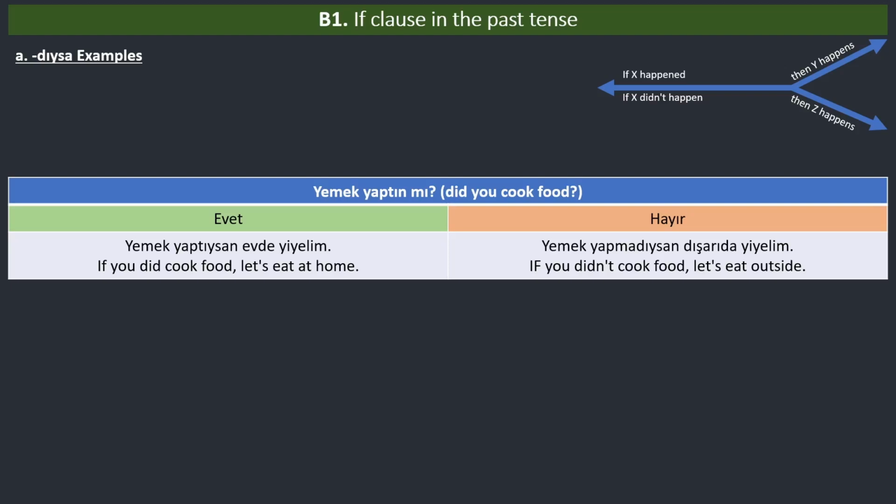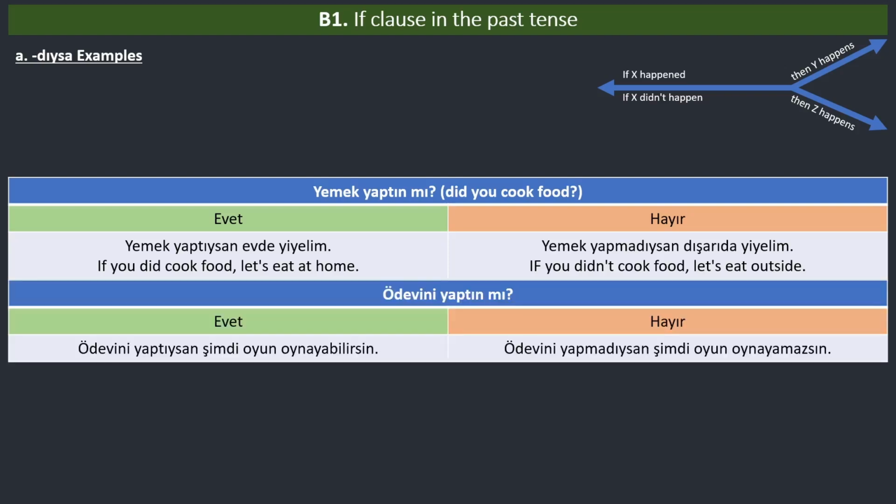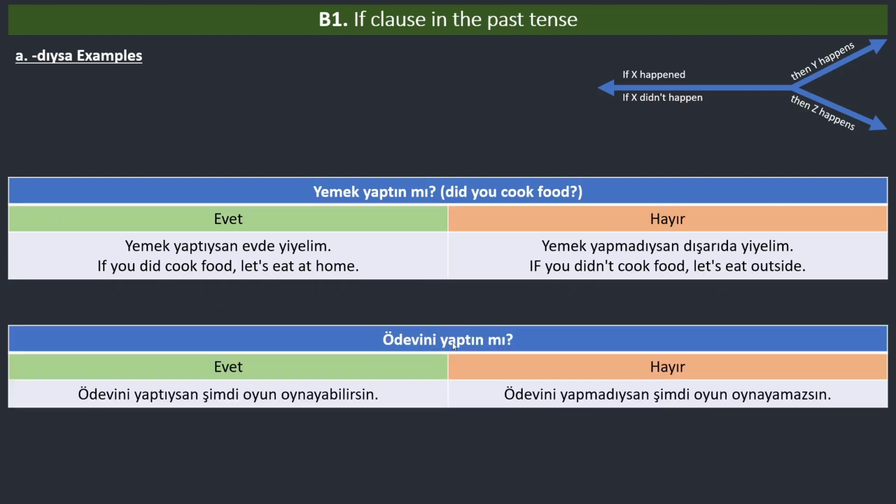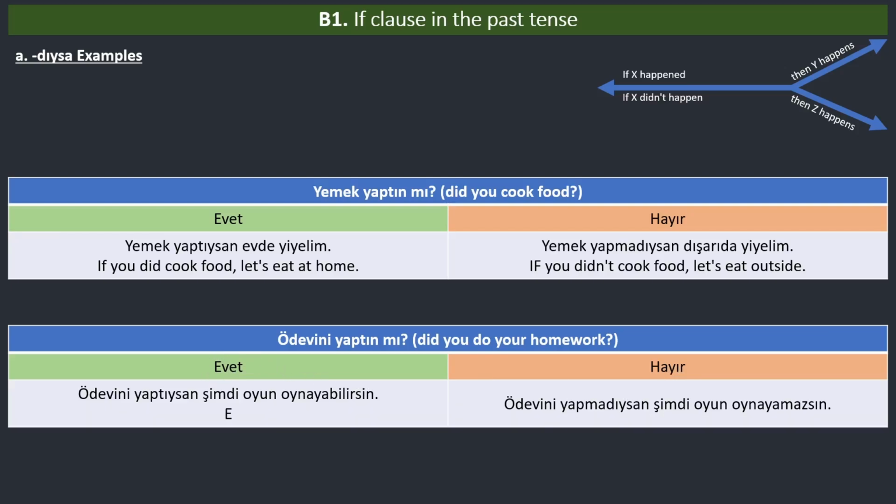A different example but very similar. Ödevini yaptın mı? Did you do your homework? Ödevini yaptın mı? Yes or no. Yes, I did. No, I didn't. In case you did your homework, like if you did your homework, now you can play a game.